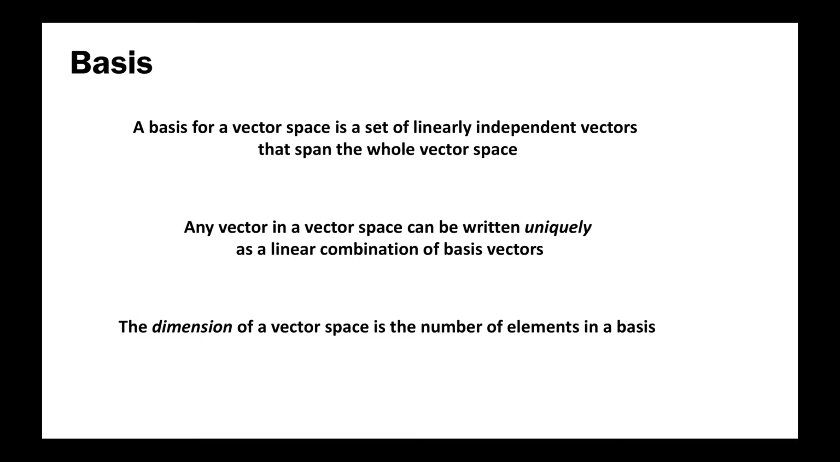So this leads to the concept of a basis, which is a fundamental concept in linear algebra. Any vector space has a basis. A basis for a vector space is a set of linearly independent vectors that span the entire vector space. What this means is that any vector in a vector space can be written uniquely as a linear combination of basis vectors. And the number of vectors in a basis is called the dimension of the vector space.